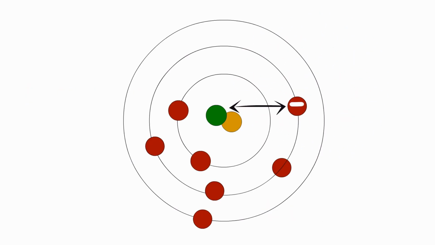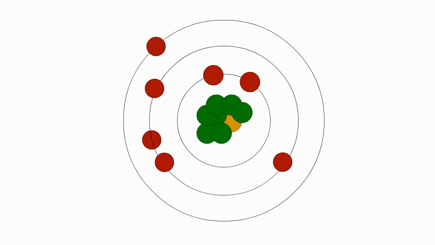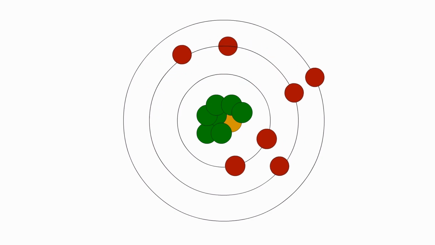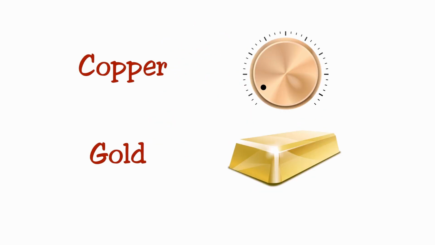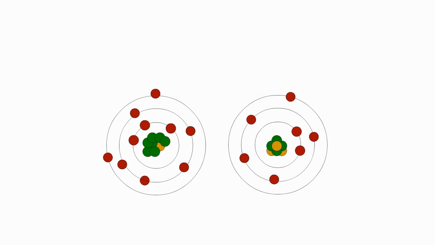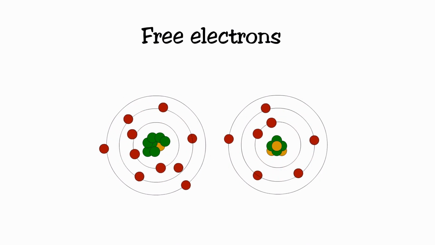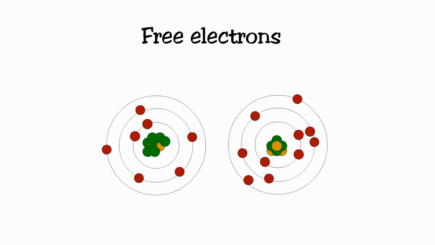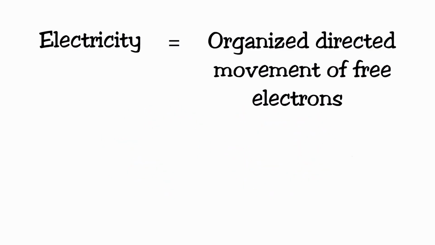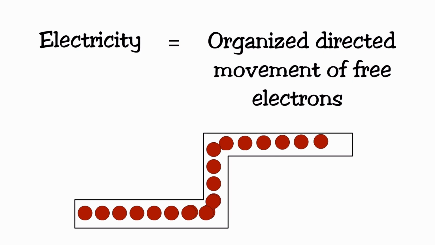Since opposites attract, the negatively charged electrons are naturally drawn to the positively charged protons. In a balanced atom, there's an equal number of protons and electrons, keeping the atom stable. But in some materials, particularly metals like copper and gold, some electrons aren't held very tightly by their atom's nucleus. These free electrons are able to jump from one atom to another with relative ease. So when we talk about electricity, we're talking about the organized, directed movement of these free electrons.